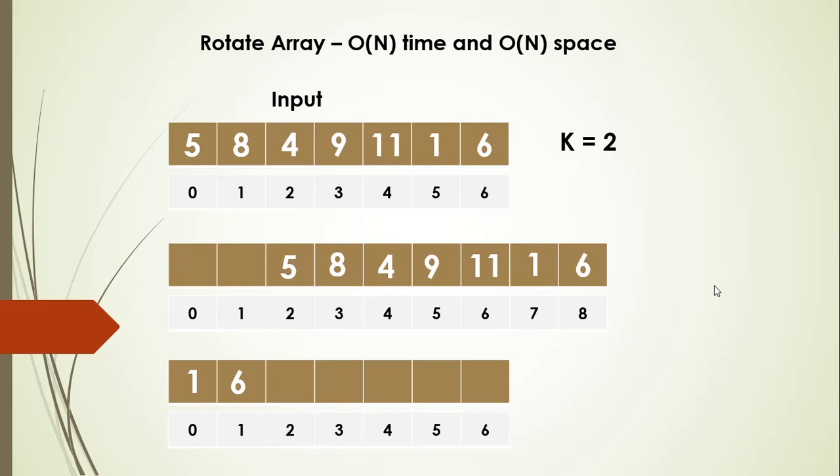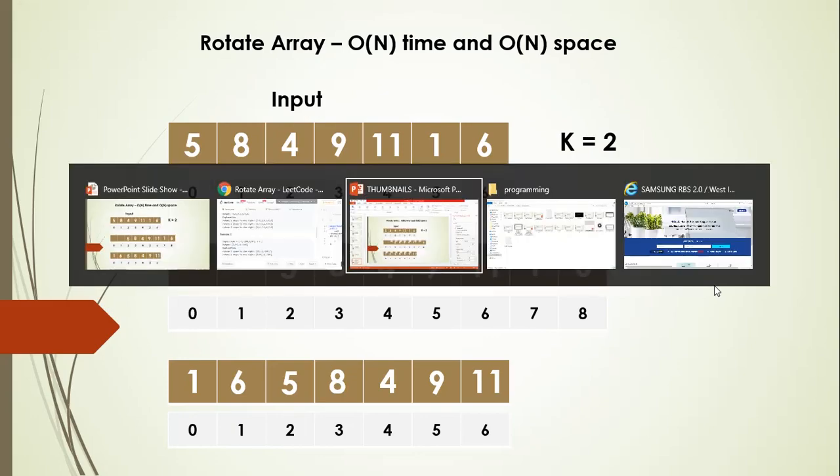The other elements will remain in the same position, because when the index is less than 7 and you do modulo 7, you get the same index. So 6 modulo 7, 5 modulo 7 and so on, they will be the same value. So they remain in the same position. This is how we are going to follow in our approach. So let's look at the source code.